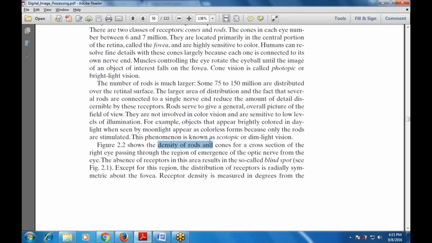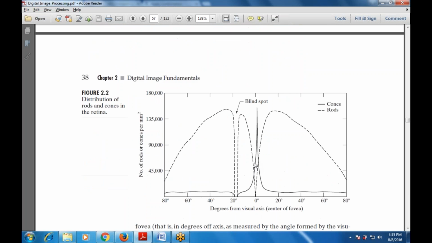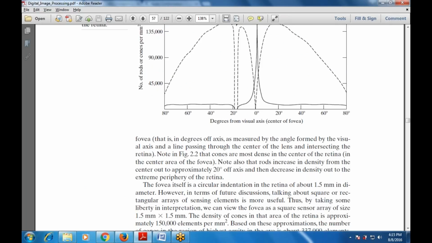It shows the density of the rods and the cones for a cross section of the right eye passing through the region of the emergence of the optic nerve from the eye. The absence of receptors in this area results in the so-called blind spot. Except for this reason, the distribution of receptors is radially symmetric about the fovea. Receptor density is measured in degrees from the fovea, that is, by the angle formed by the visual axis and the line passing through the center of the lens that intersects the retina.